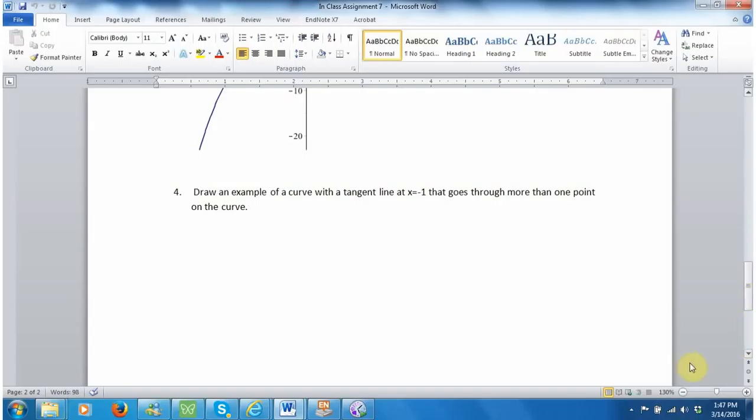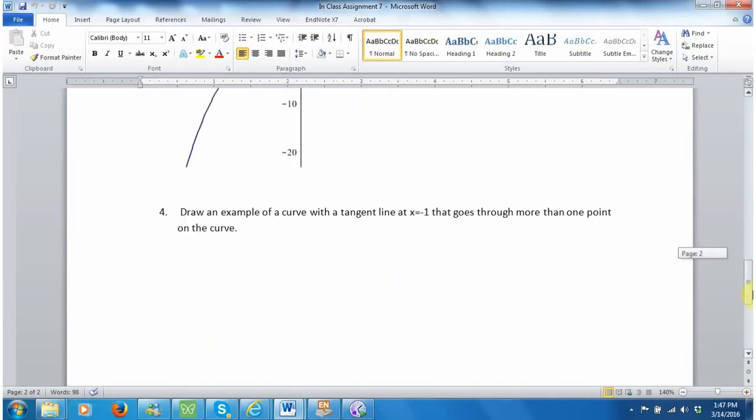I'll blow it up more because it's yellow. It's probably very hard to read. No.